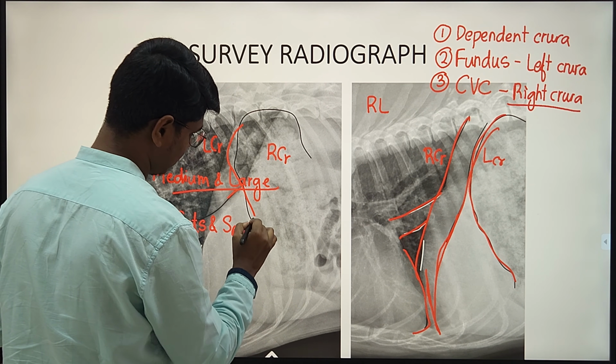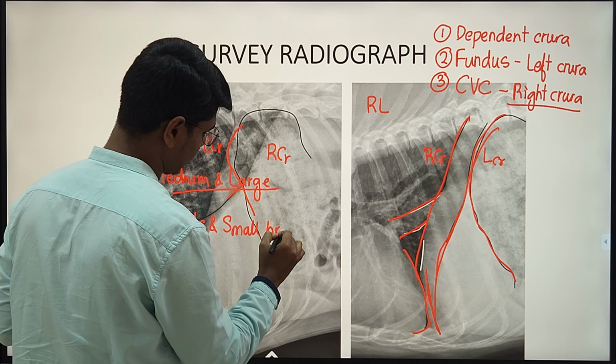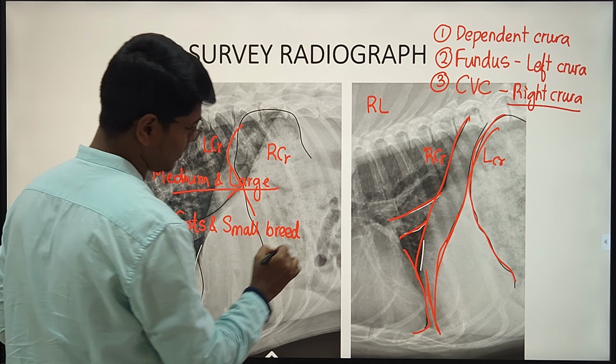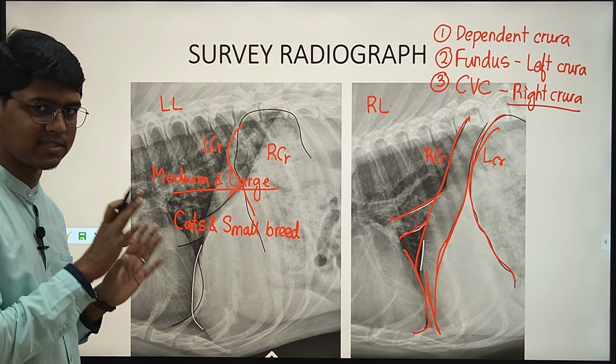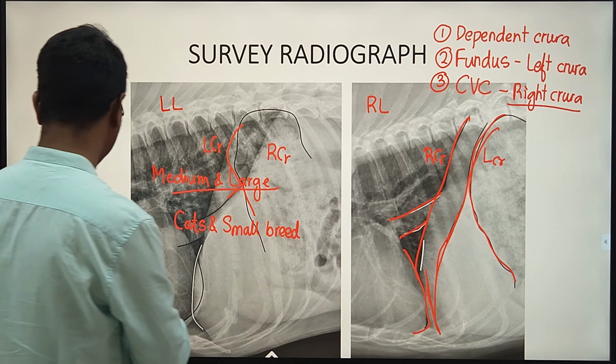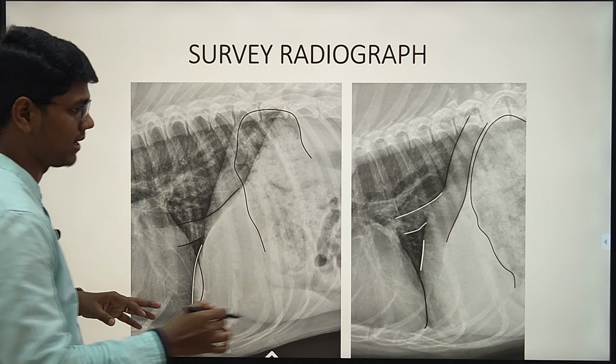Small breed dogs. So it is very normal if you are not finding this kind of differentiating feature between the left lateral and the right lateral.